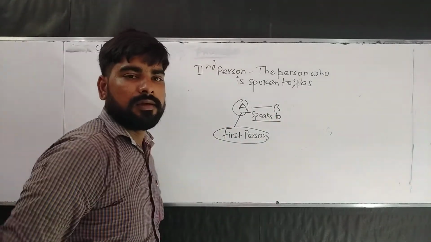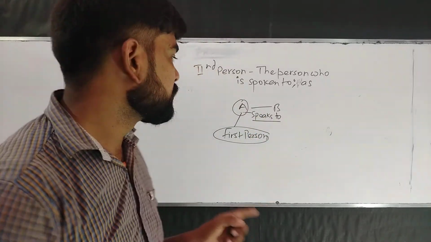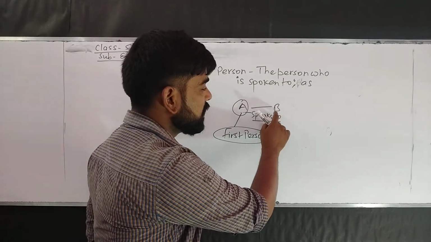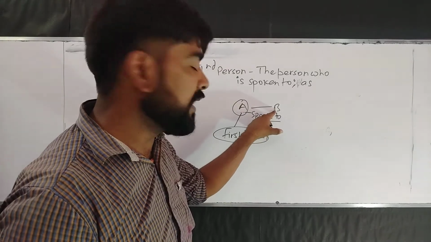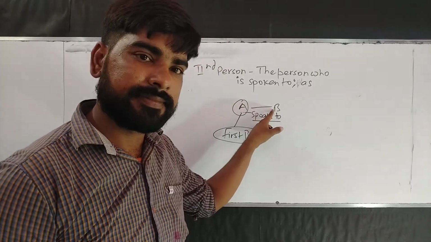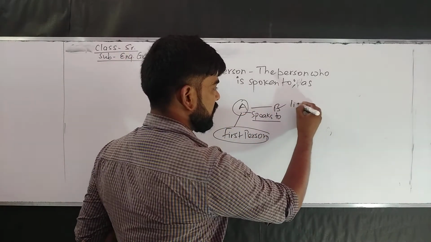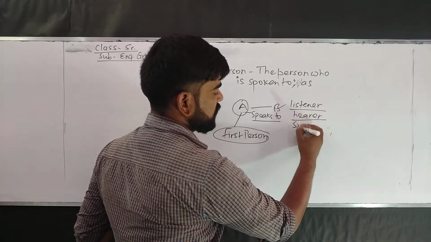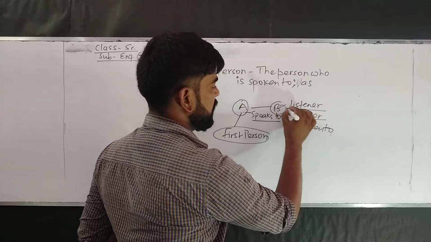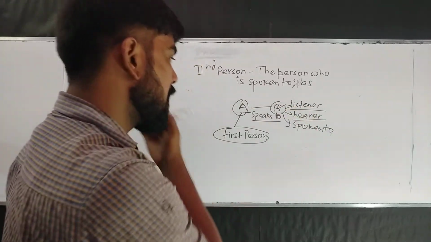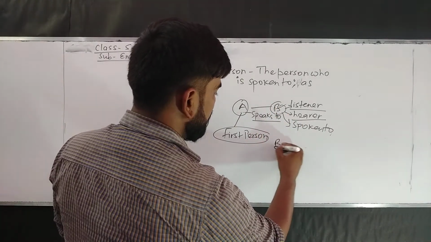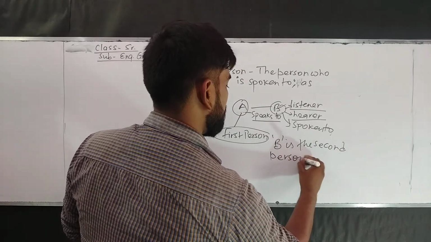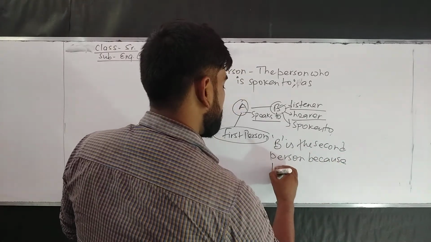What about B? What does B do? B does not speak. Instead, B is spoken to. B is the listener, the hearer, the one spoken to. So B is the second person because he is spoken to.